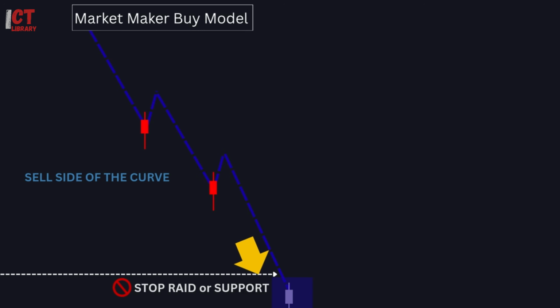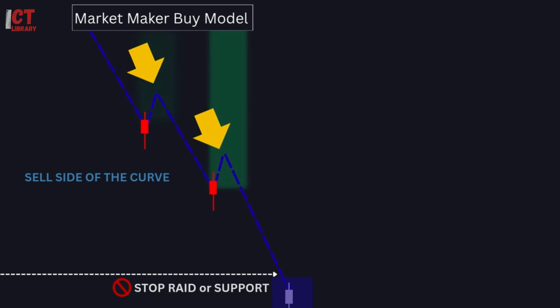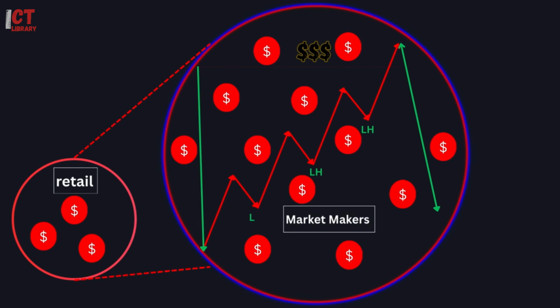The sell side of the curve is simply the downward move into support. And this becomes extremely important, because market makers do not enter their positions all at once. Their position sizes are much larger than those of retail traders, so they must scale into their positions gradually. That process is called hedging. Now pay attention to what happens next.